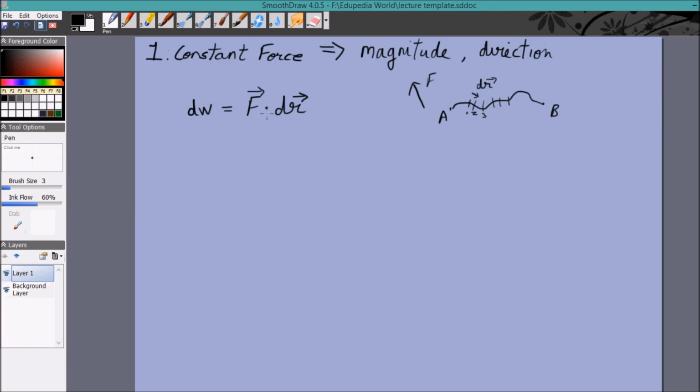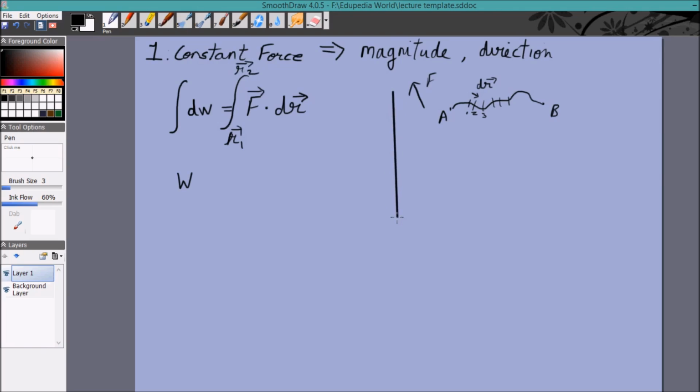So when we add both sides, since these are differential amounts, not finite sized amounts, instead of a sum, we are going to have to do an integral. So let me integrate both sides. Integral of dW will be W, which will give me the work done. And let's say I go from the point R1 to the point R2. That is the point A.